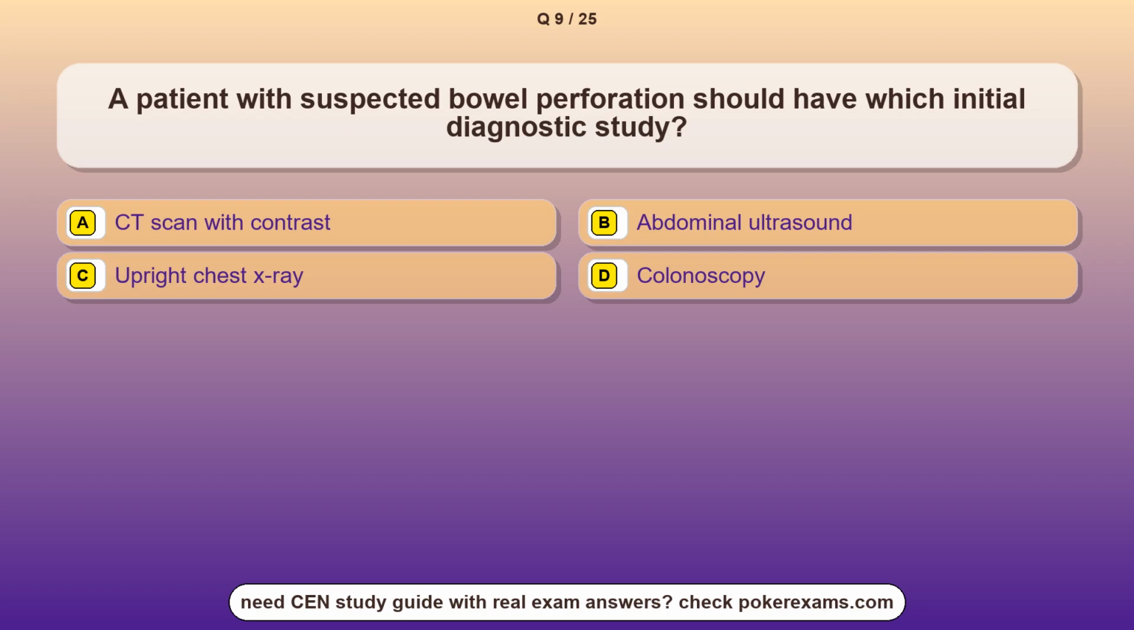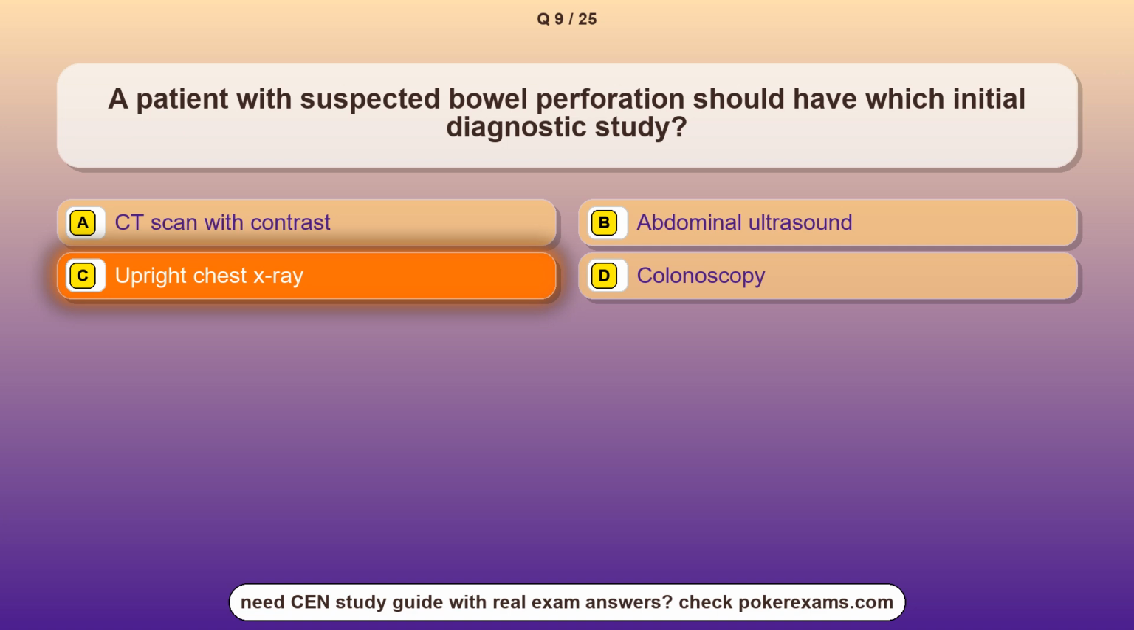Question 9. A patient with suspected bowel perforation should have which initial diagnostic study? Option A. CT scan with contrast. Option B. Abdominal ultrasound. Option C. Upright chest X-ray. Option D. Colonoscopy.